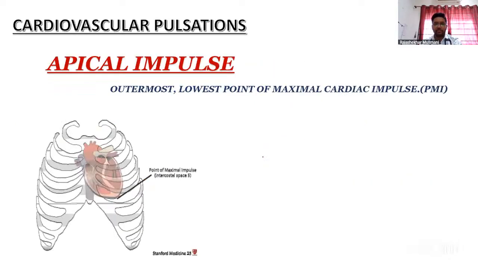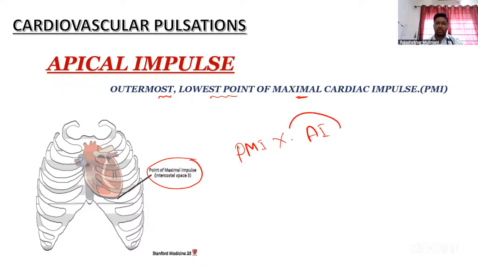Now coming to the very important aspect of the inspection, that is the apical impulse. So what is the apical impulse? It is the outermost and lowest point of maximum cardiac impulse that is seen during the inspection. So some people call it point of maximum impulse, that is PMI.